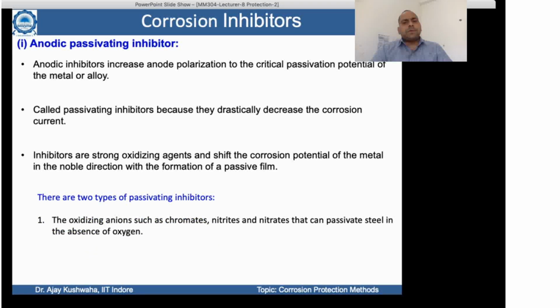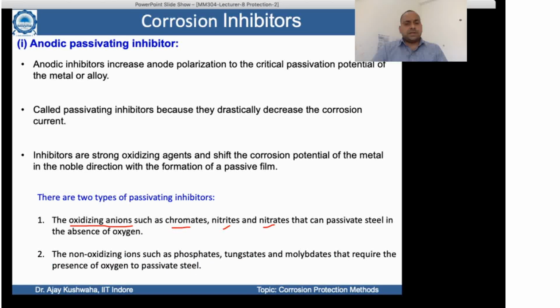Two types of passivating inhibitors are generally there. One is oxidizing anions, examples are chromate, nitrites and nitrates, which can passivate steel in the absence of oxygen. Second is non-oxidizing ions such as phosphates, tungstates and molybdates, which require the presence of oxygen to passivate the steel. So these two kinds of inhibitors are there.